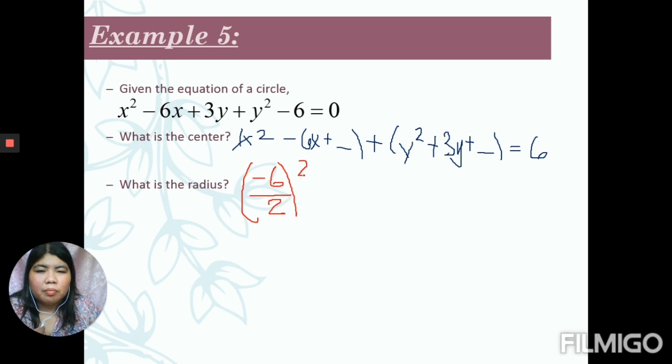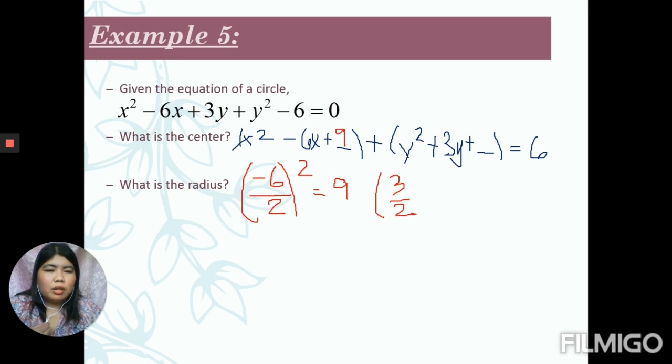Pag na-square natin yan, ang half ng negative 6, negative 3 squared is positive 9. Then, palagay nyo na dyan, positive 9. Tapos, dito din, get the half ng gitna. So, 3 over 2, squared.